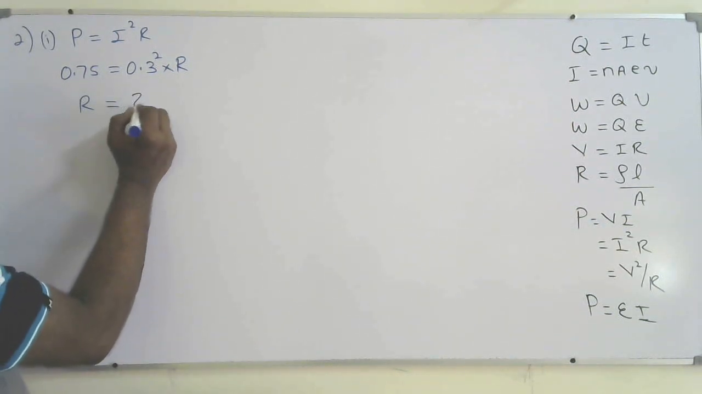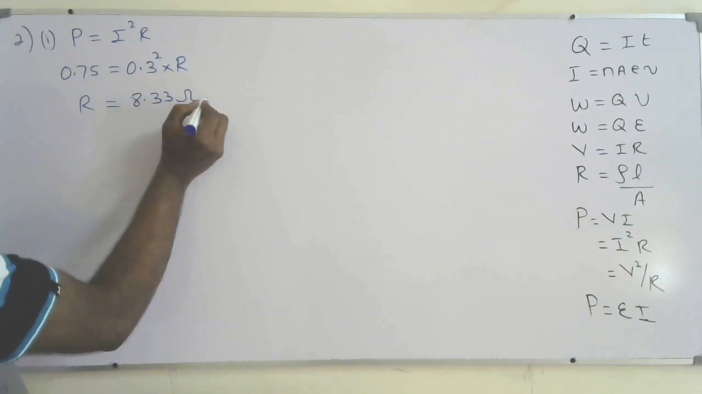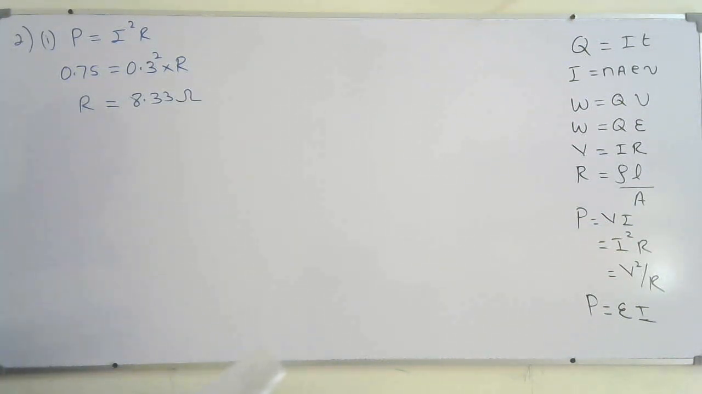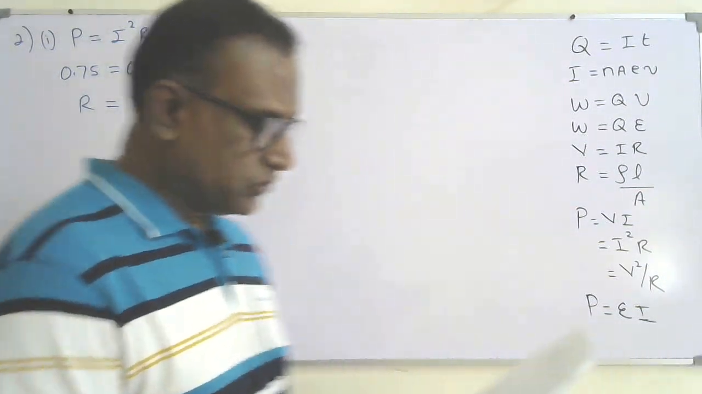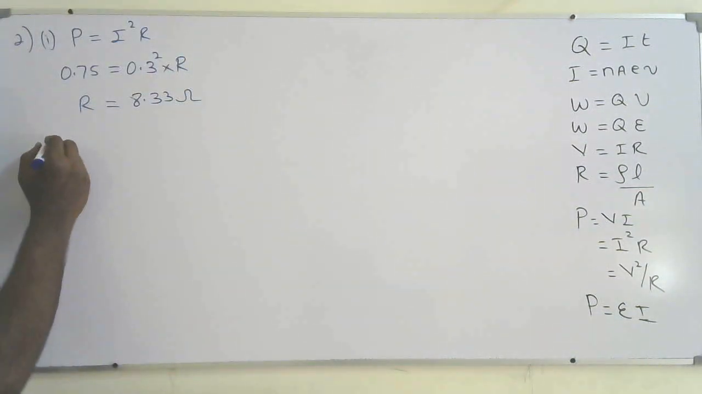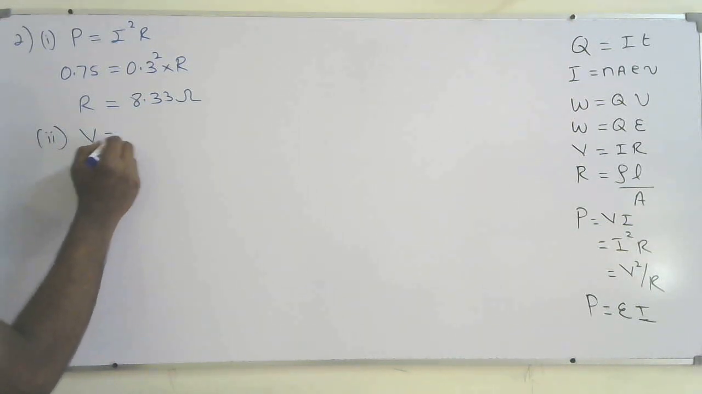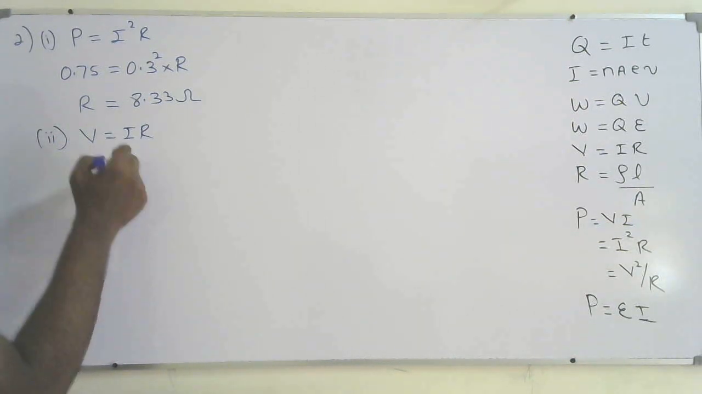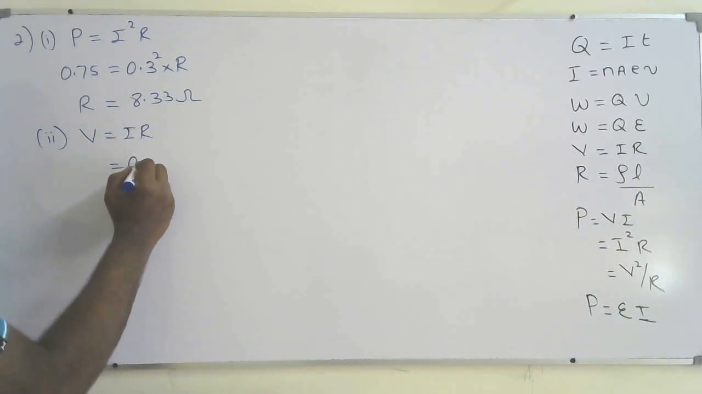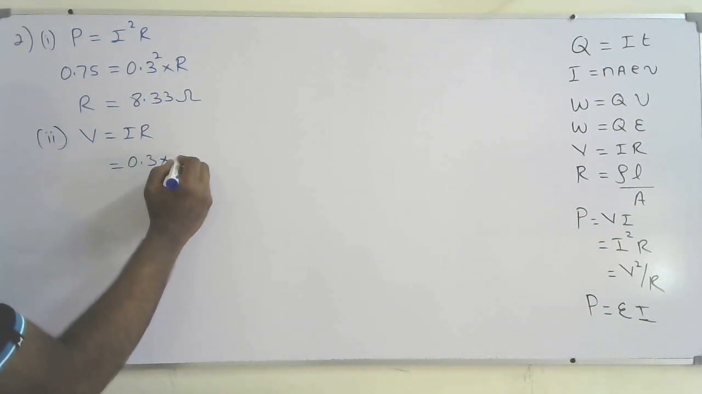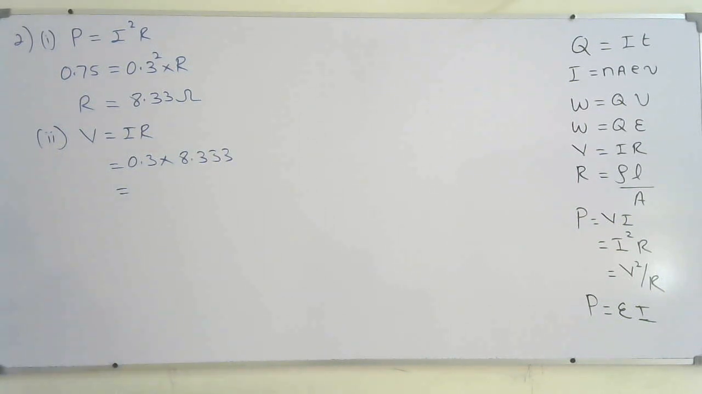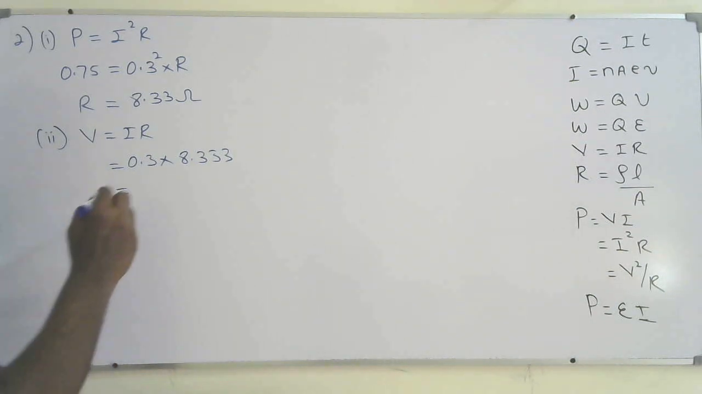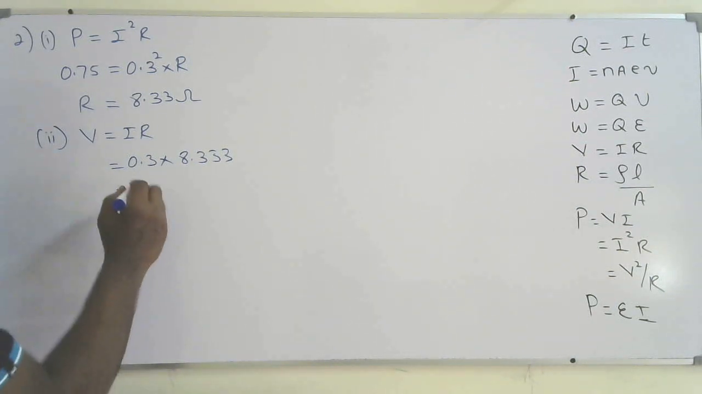So resistance will be 8.33 ohms. Second part of second question, find the voltage applied across the bulb. So that is V equal IR. I can use simply V equal IR. So current, I know that 0.3, resistance 8.33, correct, right. So find the voltage across it. So that will be 2.5 volt.